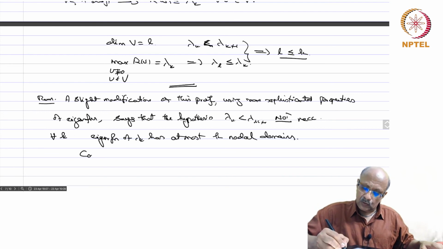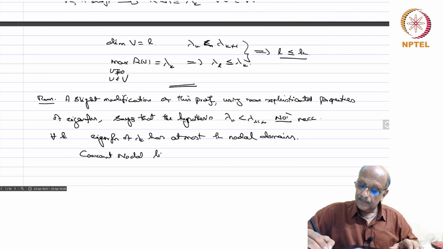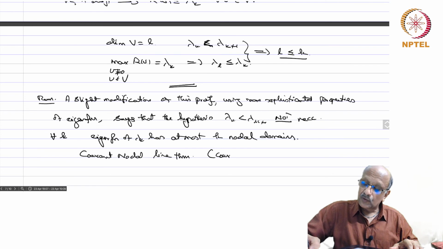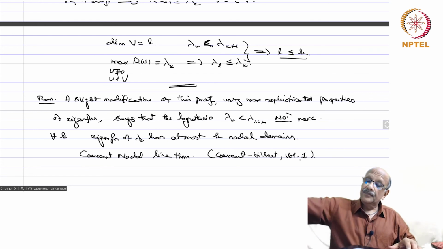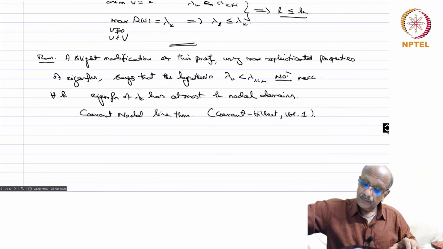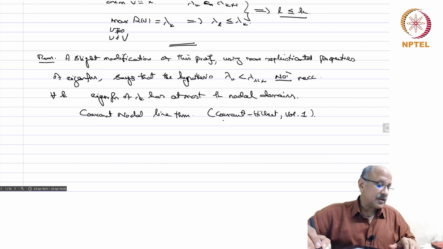This is called the Courant nodal line theorem, and you can see this for instance in Courant and Hilbert, Volume 1, Methods of Mathematical Physics. Okay, so that is the title of the book. So, Courant nodal line theorem.